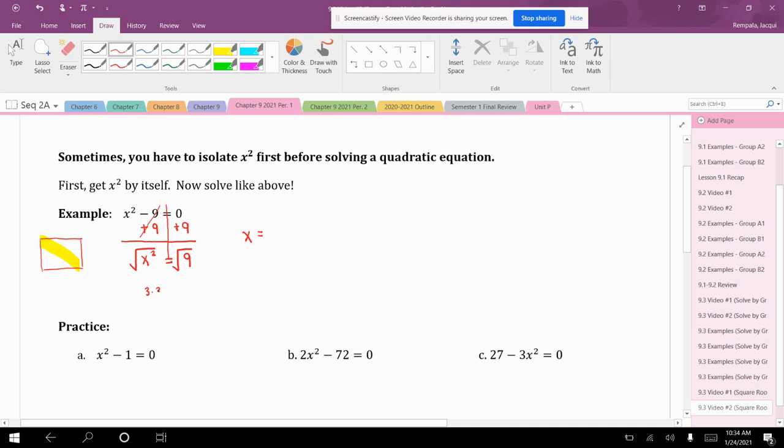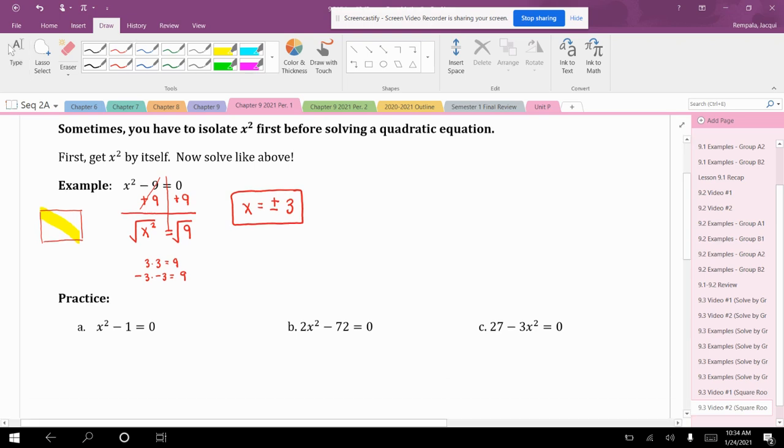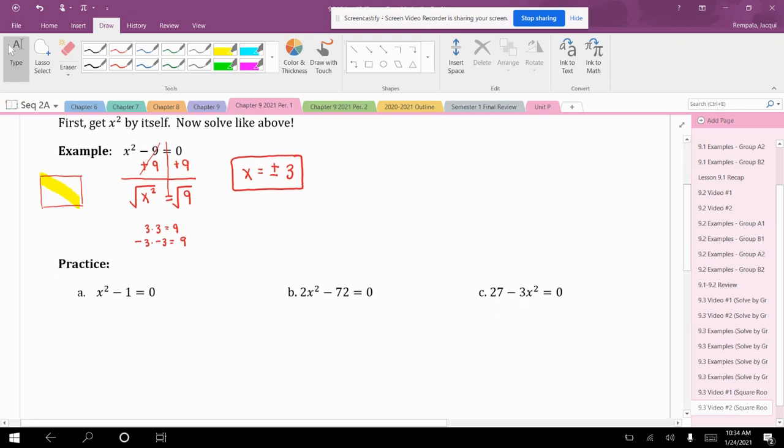So then we have to remember that +3 is not the only answer, because yes, 3 times 3 is going to multiply to get you 9. But don't forget, a -3 times a -3 will also get you that. So that's why I like to put the plus or minus sign in front. So my answers are both positive 3 as well as -3. Okay, so that's what we're going to be doing with these examples here. We're going to get the x squared term by itself, then we'll solve just like we did in the last video.